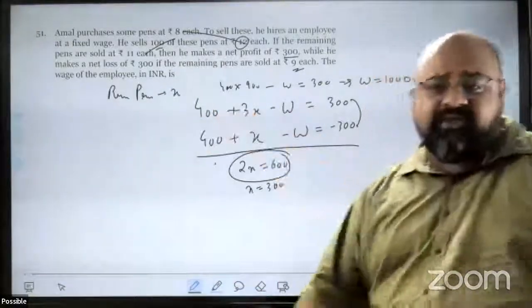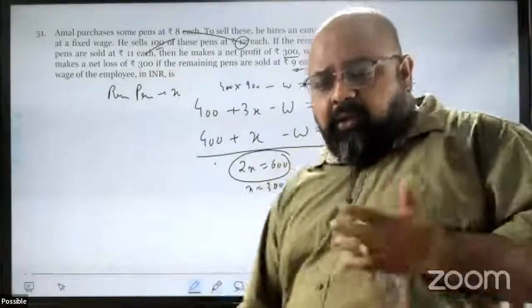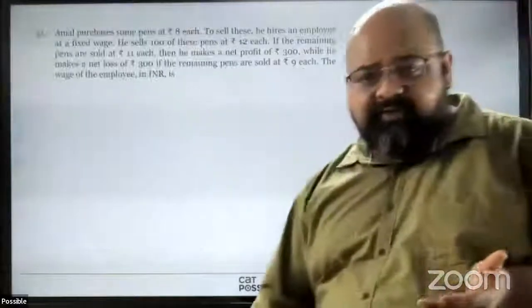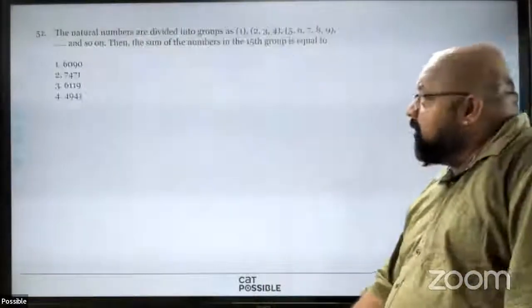And then I look at the first equation and solve for w. Again, not a very difficult question, if at all. Definitely should have been attempted.